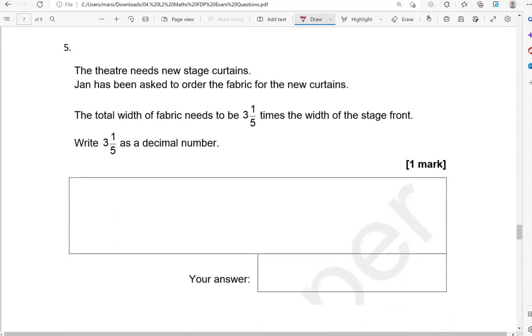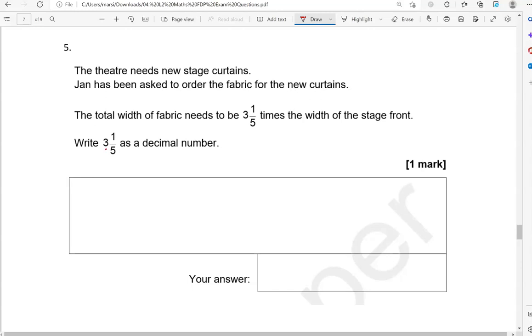The theatre needs new stage curtains. Jan has been asked to order the fabric for the new curtains. The total width of fabric needs to be 3 1/5 times the width of the stage front. Write 3 1/5 as a decimal number. So if you couldn't make sense of the context of the stage and the curtains, don't worry. All you have to do here is write 3 1/5 as a decimal number.